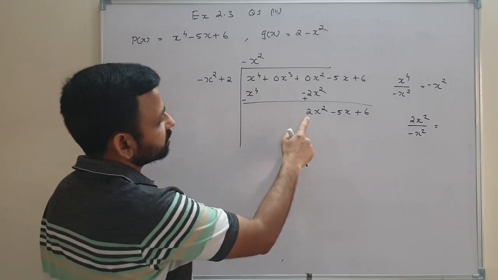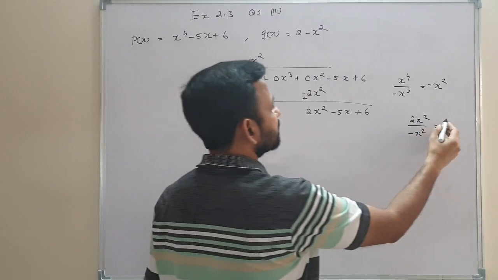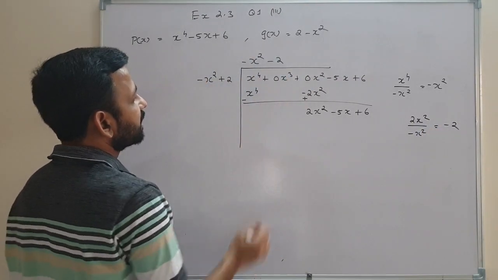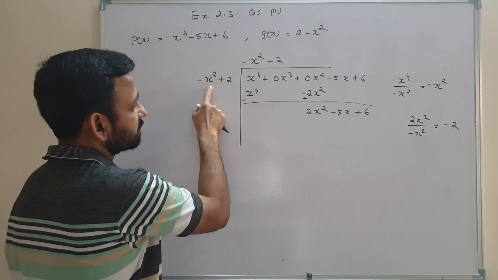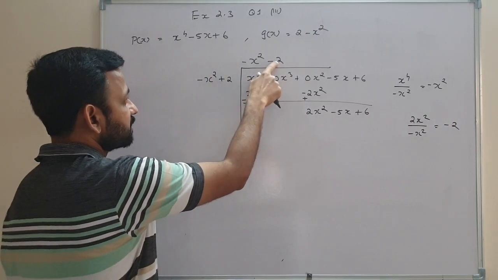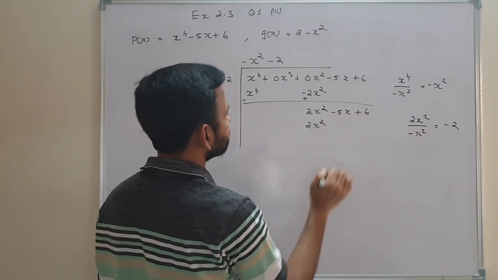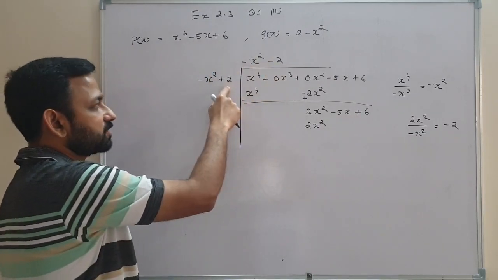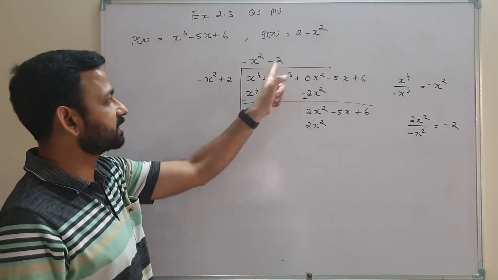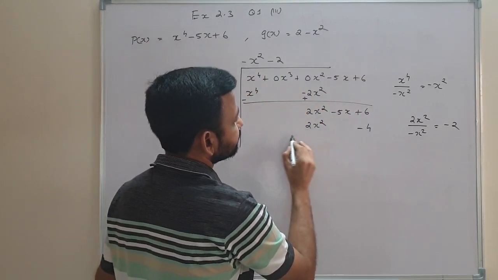When we divide, 2x square upon minus x square, x square and x square cancel, so we will get minus 2. Then that minus 2 we will write here. Then we need to multiply both the terms by minus 2. So minus 2 into minus x square is plus 2x square, below the x square term. Then minus 2 into plus 2 is minus 4. We will write it below the constant term.